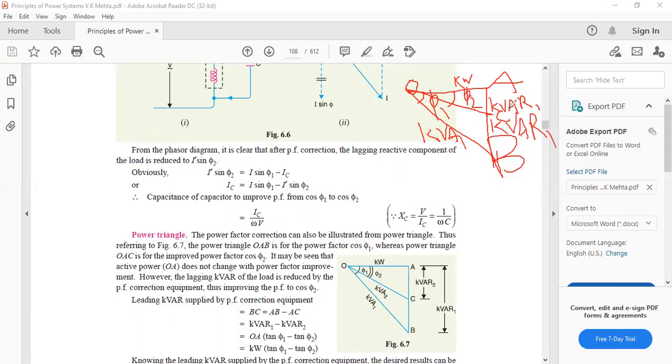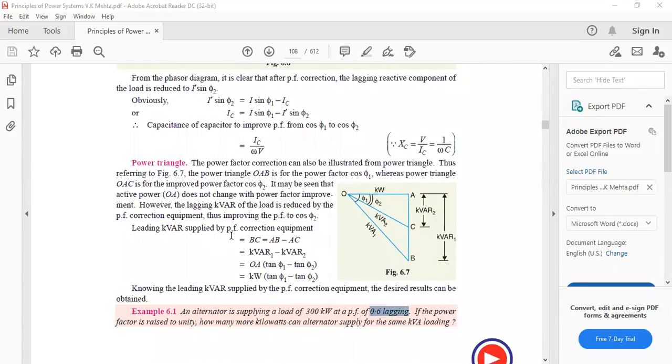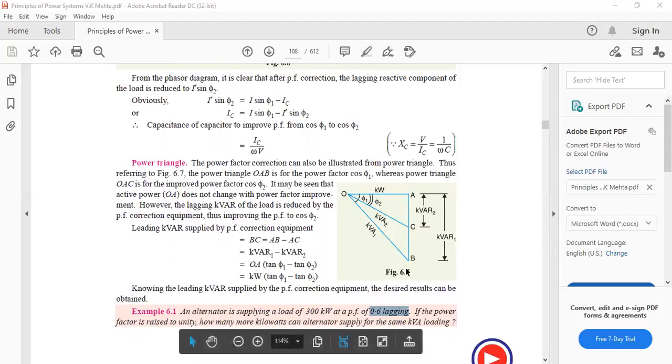Now, after installation of the capacitor, it changed from AB to BC. How much difference is there in these two reactive components? The leading kVAR supplied by the power factor correction device is BC, the change that has occurred. Initially AB is there. After static capacitor installation, it changed like this. So BC is equal to AB total minus AC.